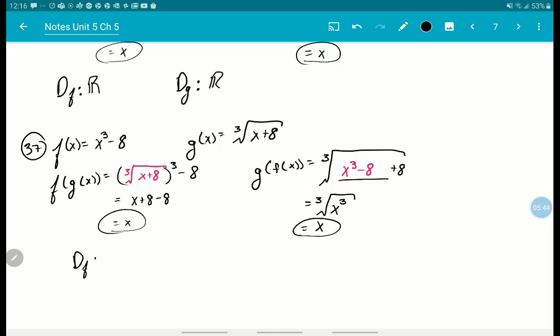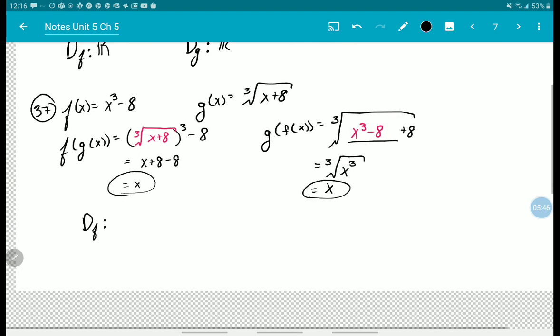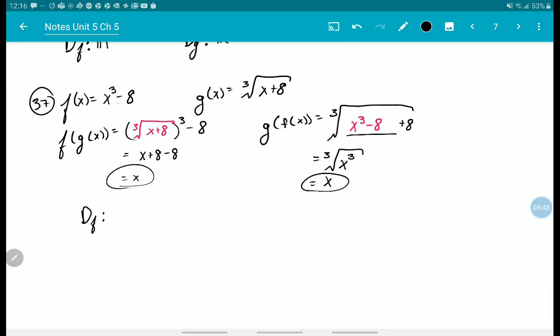Domain, this one's not going to be very interesting either. This is the cube root function shifted down 8 units. So if we think about what that guy looks like, it's going to look something like this. The domain is going to be all real numbers.